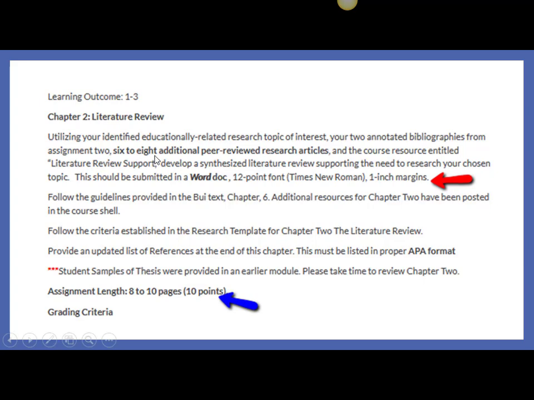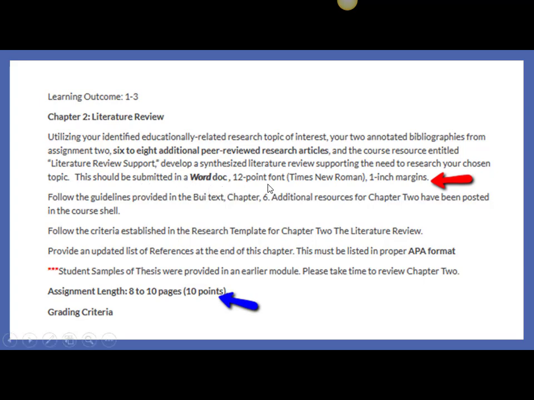You will have approximately 6 to 8 additional, and you can have more, resources of research on the topic. And remember, in chapter 1 you laid that out in 3 areas, so you should have at least 2 other research articles in those areas to support your topic.